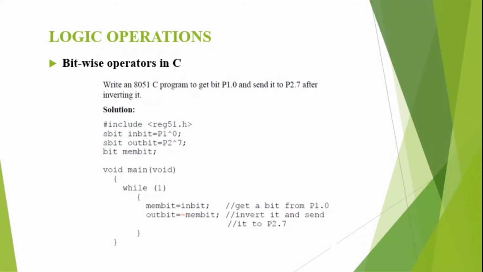Since inbit is assigned the value of P1.0, we are getting the bit from P1.0 and assigning it to membit. And then the inverted value of membit is assigned to outbit. That is, we are inverting the value of P1.0 and then sending it to P2.7, which is assigned to outbit.